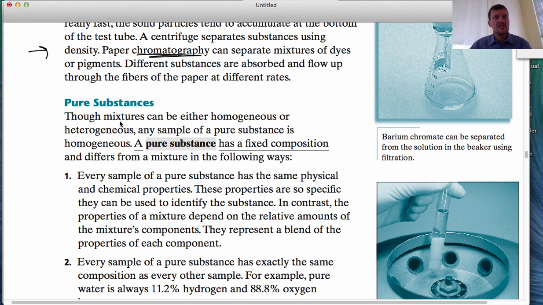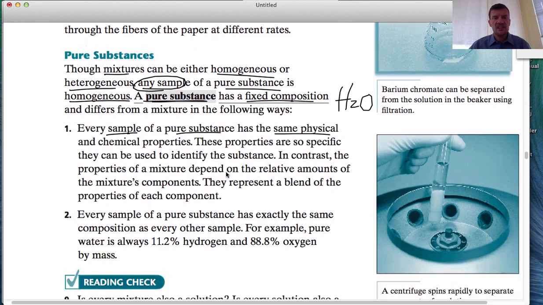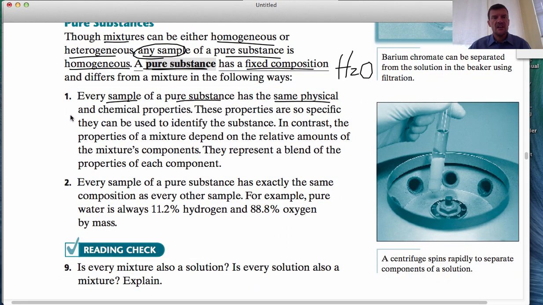It says here those mixtures can be either homogeneous or heterogeneous. Any sample of a pure substance is homogeneous. So if it's a pure substance, pure water, for example, water is a good example. That pure substance has a fixed composition, like H2O. Okay? So every sample of a pure substance has the same physical and chemical properties. We kind of already have addressed that. Okay? And you can read on here.